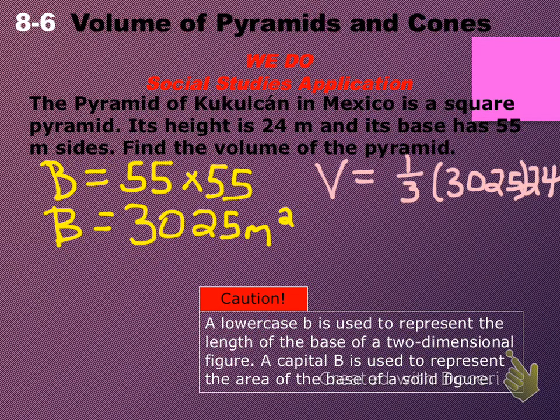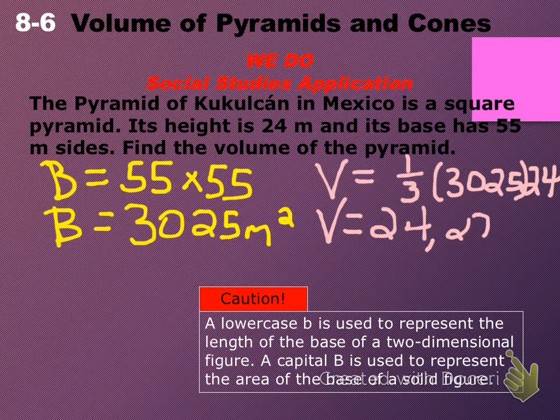Now, as a note, a lowercase b is used to represent the length of the base of a two-dimensional figure, and a capital B represents the area of the base of a solid figure. Just a note there to pay attention to. But when we multiply 3,025 times 24 and then divide by 3, you will get 24,200 meters cubed. That's 24,200 meters cubed.